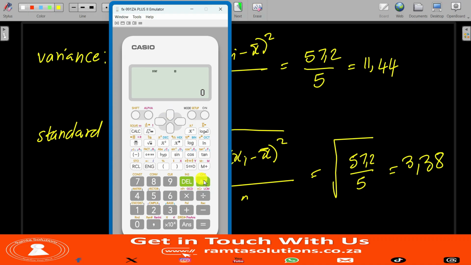All right, guys, this is how you calculate your standard deviation and your variance manually and using your calculator.